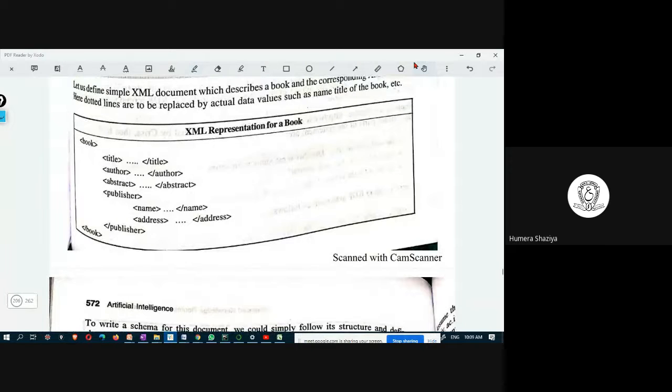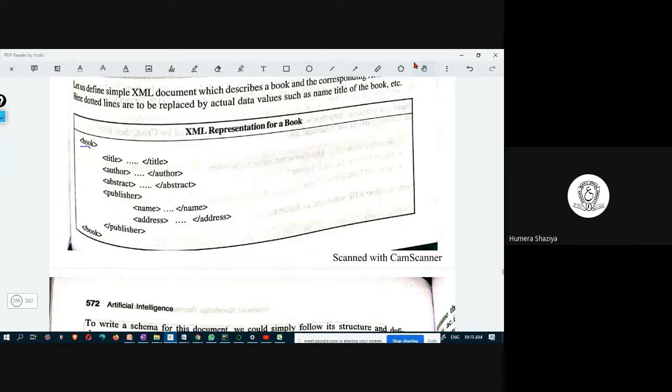This example demonstrates XML representation for a book. A book will have a title, an author, abstract, publisher. Within publisher, there is a name, an address, and closing of the book tag. From these user-defined tags, it is understood that this main tag, the outermost tag, is going to define a book whose title is specified within the title tag. Author is mentioned within author tag, abstract, and publisher.